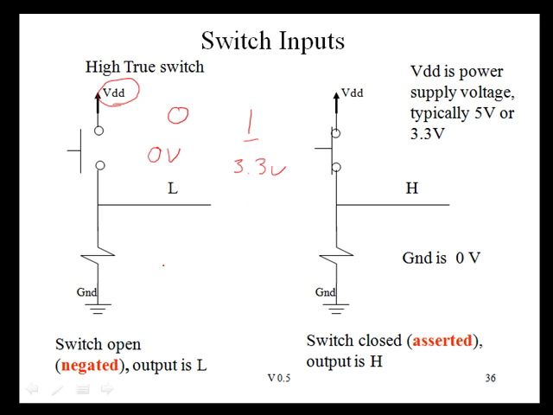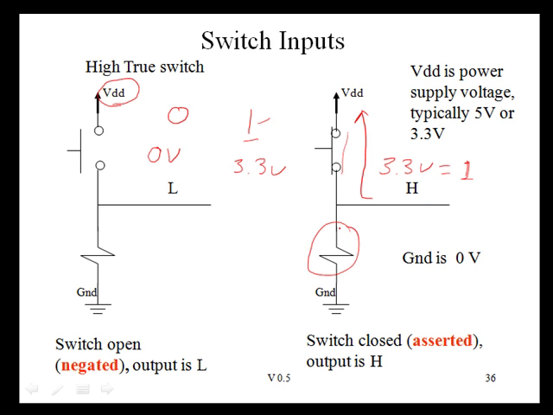This particular switch right here, what we want it to do is output a logic 1 whenever it's pressed, which is this condition here. Whenever the switch is pressed here, we have a short between these two terminals, and this output is going to be directly connected to VDD, so this would be outputting 3.3 volts, which we're going to say is a logic high or a digital 1.